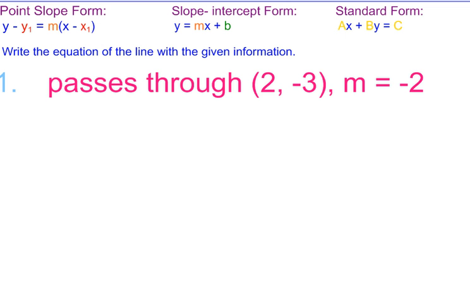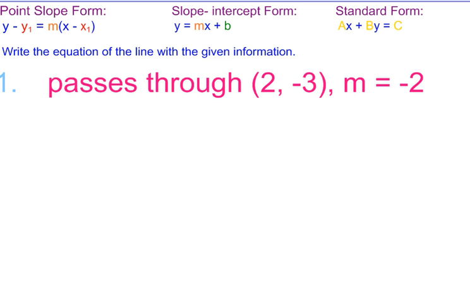Our directions say write the equation of a line with the given information. So they're telling us in number 1 that our line passes through the ordered pair 2, -3. So if you're thinking of a graph, picture where 2, -3 is, our line goes through that point. And then we also have a slope of -2. So to start, we are going to write the equation first in point slope form. And that's where we will always begin because we were given a point and a slope.